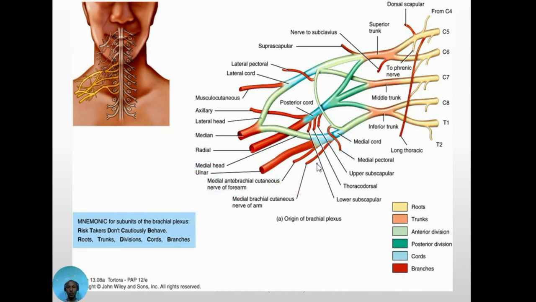cord. There are also branches which originate from the root of the brachial plexus. The root.